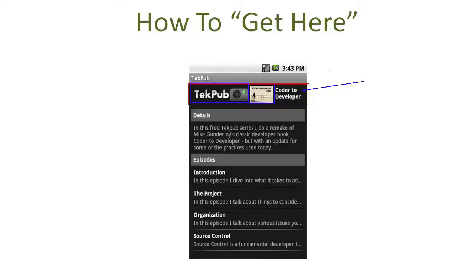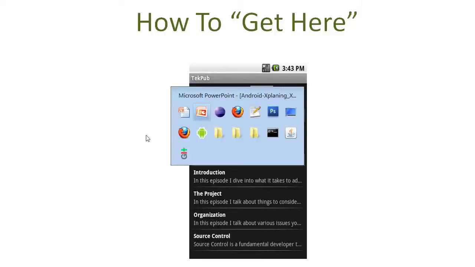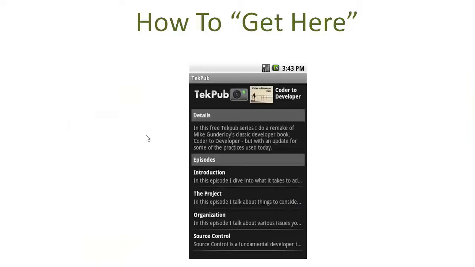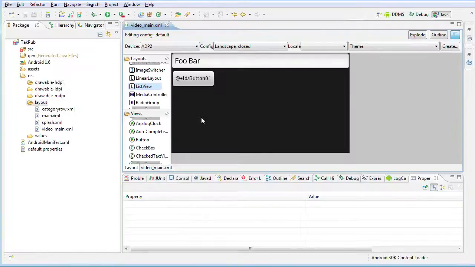And there's a couple of different ways we can do that. And how I've chosen to do this is through a relative layout. I've decided to provide an image here, which will be to the right-hand side of TechPub, and the coder to developer here will be on the right-hand side of the coder to developer image. So let's go ahead and hop into some code and see how that's done.